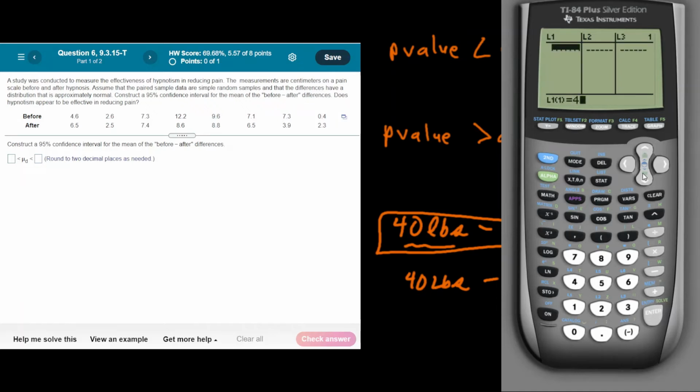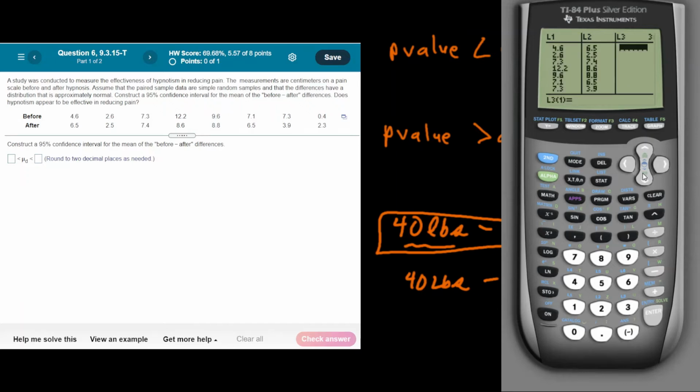Okay, so we have 4.6, 2.6, 7.3, 12.2, 9.6, 7.1, 7.3, 0.4. All right, over here, 6.5, 2.5, 7.4, 8.6, 8.8, 6.5, 3.9, and 2.3.